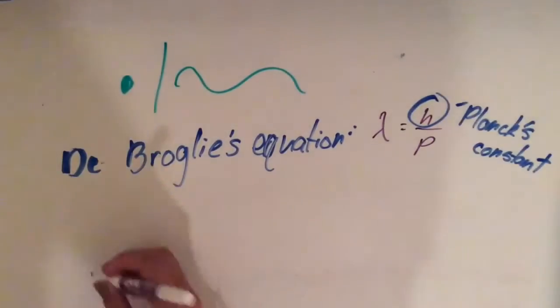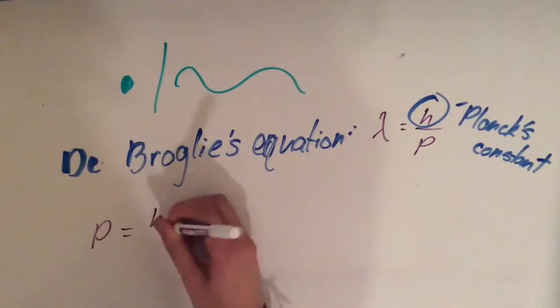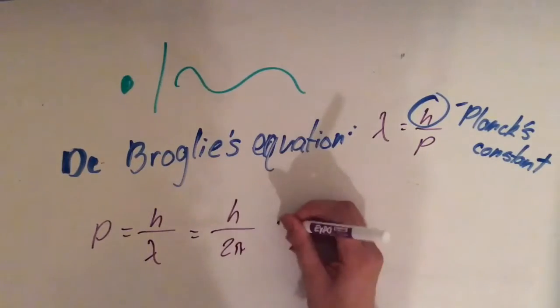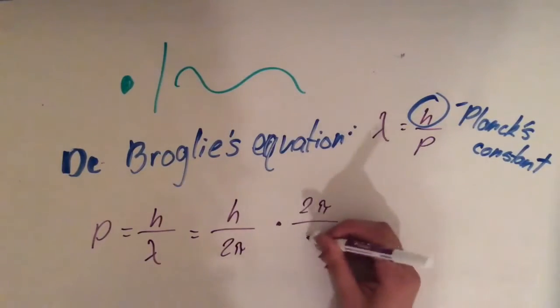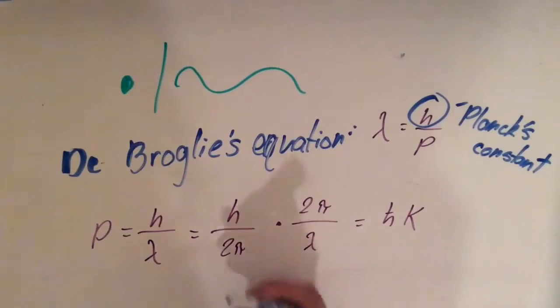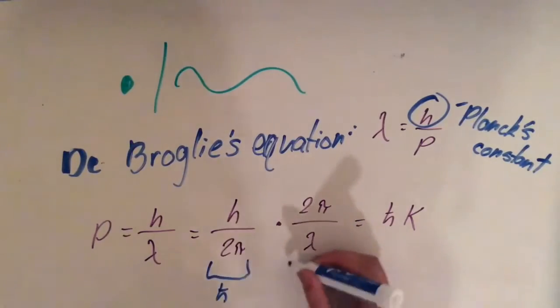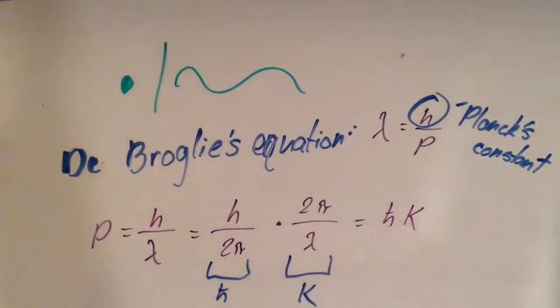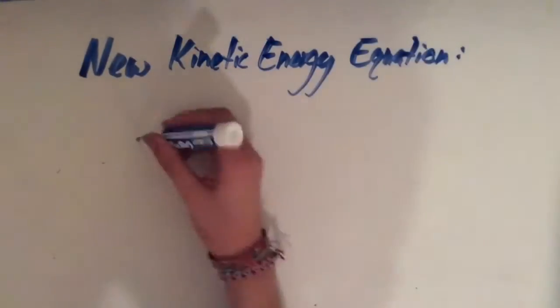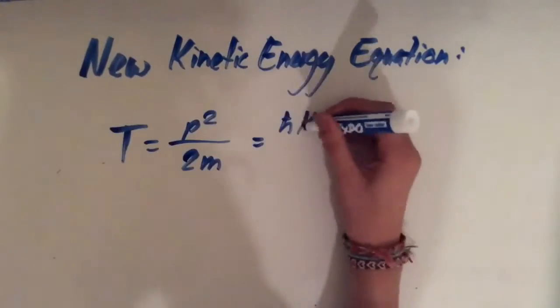However, for the kinetic energy equation, it is more useful to talk about h bar in wave number instead of h in wavelength. How do we change it? We simply multiply the momentum by 2 pi over 2 pi, which is 1. This gives us h bar, which is the reduced Planck's constant. Wave number is 2 pi divided by the wavelength, lambda. Okay, so now we have our new kinetic energy equation, h bar squared times k squared over 2m.